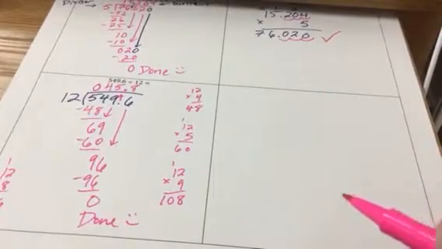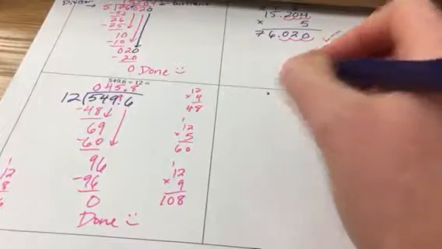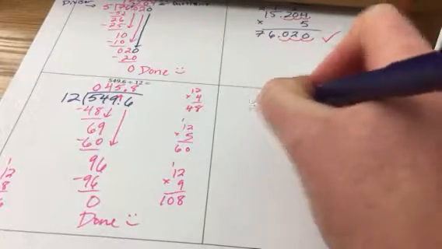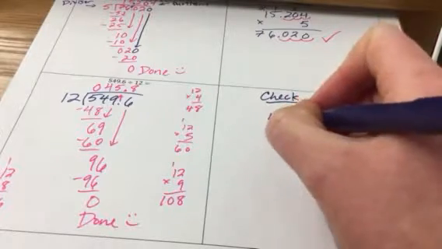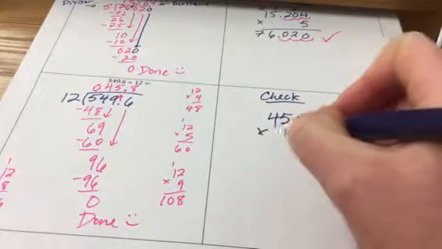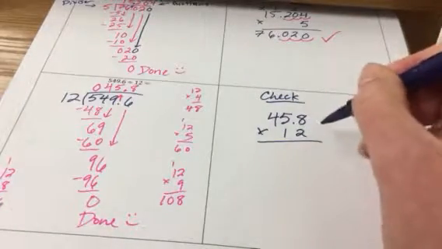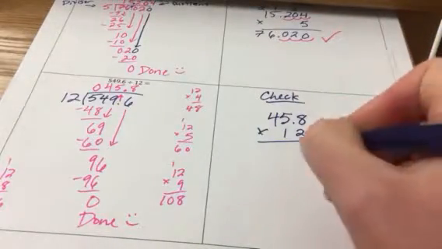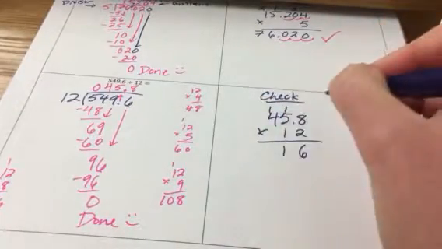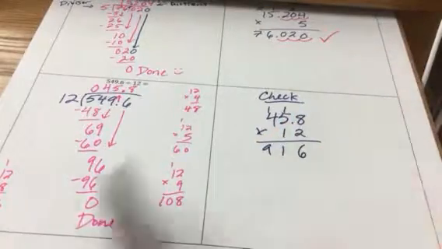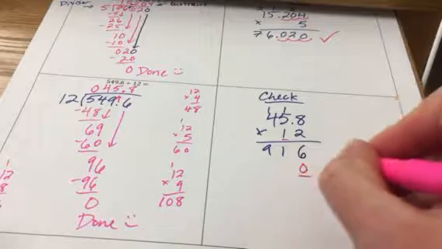So let's go ahead and check our work. We're going to take our quotient, or our answer, 45 and 8/10, and I'm going to multiply that by 12. Now remember, I'm going to multiply normally. I'm going to ignore the decimal until the end. So 2 times 8 is 16. That's going to be 8 plus 1 is 9. Now remember, as I move over to this 1, I need a 0 placeholder.